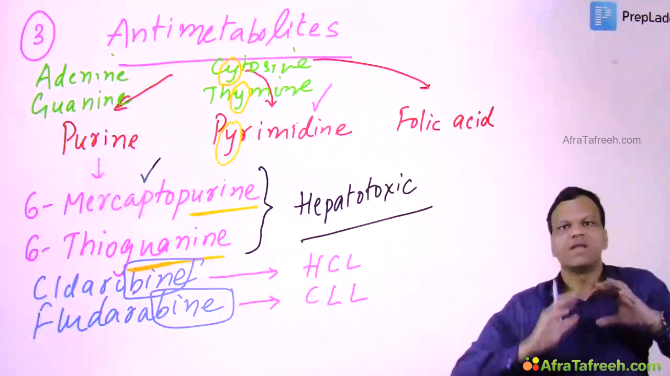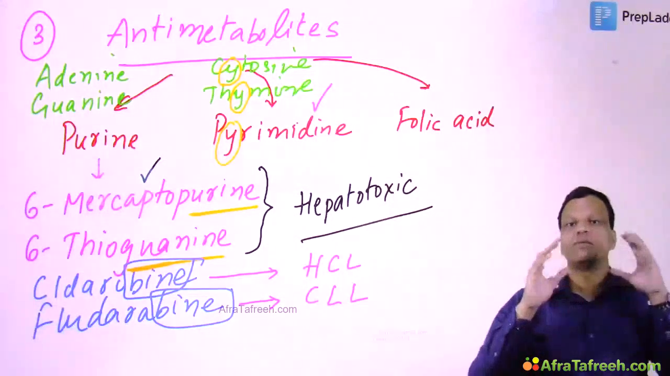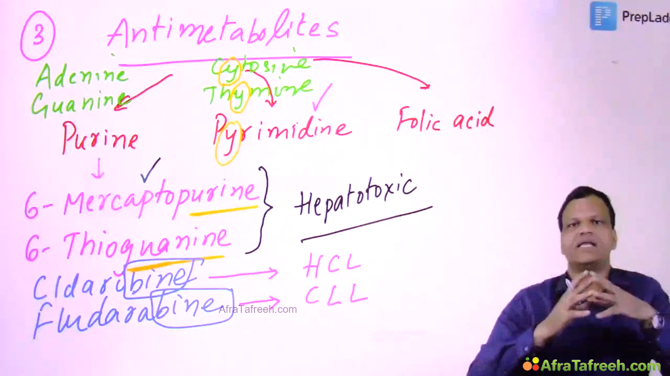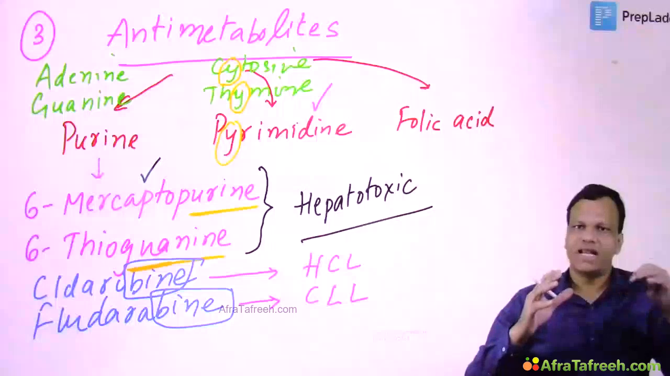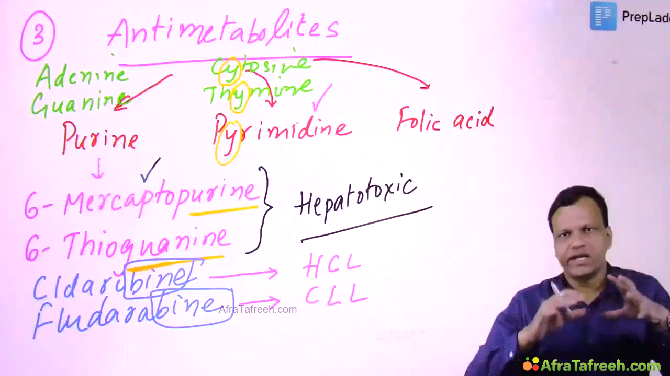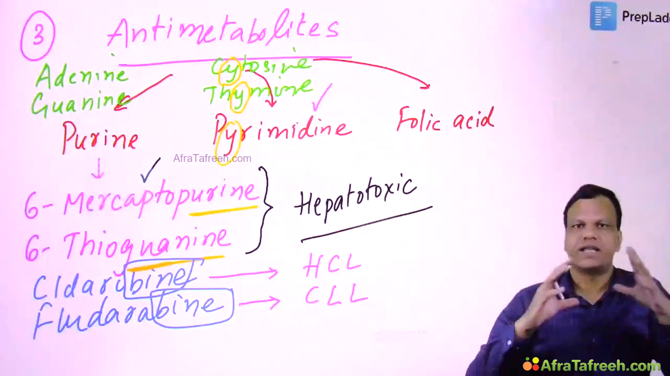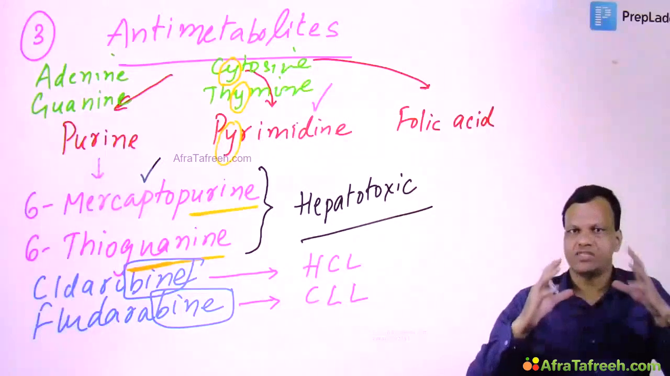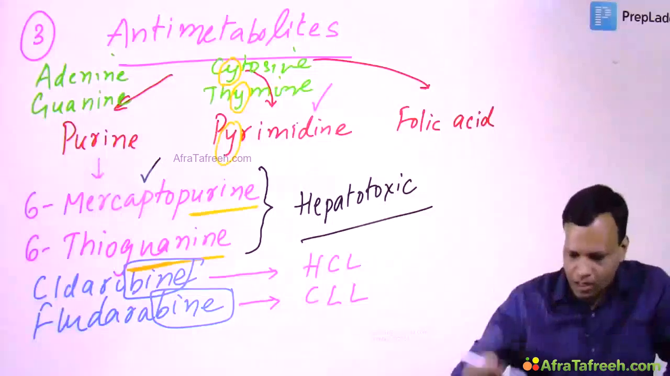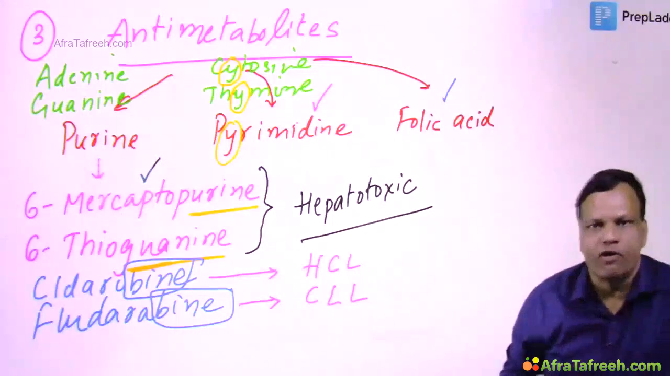So, bin means antimetabolism. So, here the drug will be an antimetabolite. So, the drug name ending with purine or pyrimidine, or the drug name ending with bin, means they are antimetabolites. They will work on S phase only. Okay. Now, moving to the last but very important group, folic acid.